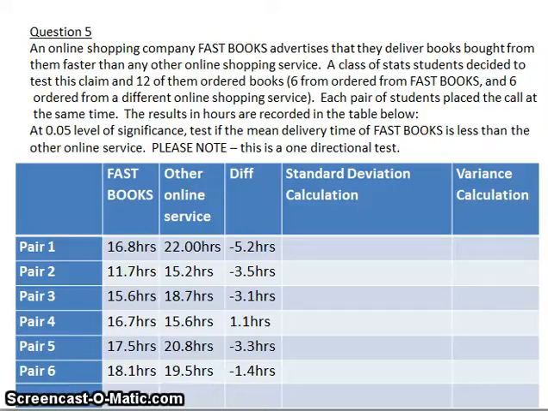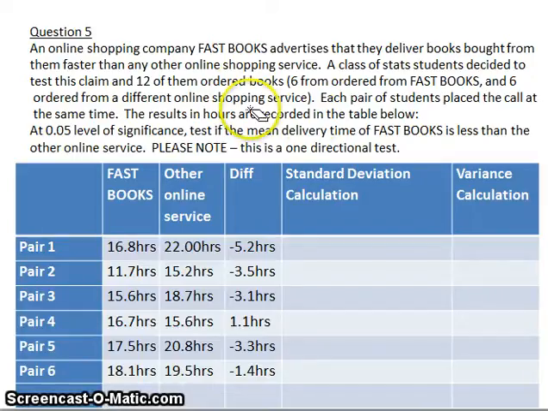The question then reads: an online shopping company, Fast Books, advertises that they deliver books bought from them faster than any other online shopping service. A class of stats students decided to test this claim, and 12 of them ordered books. 6 ordered books from Fast Books, and 6 ordered from a different online shopping service. Each pair of students placed the call at the same time.